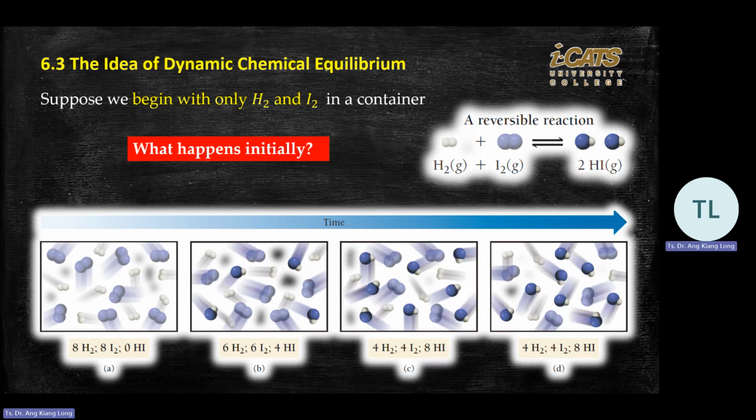So suppose we begin with 2 elements, H2 and I2 again, in a container, and it's a reversible reaction. What happened initially? So you can see there are 4 diagrams there. As the time moves from left to right, diagram A will have 8 mole of H2, 8 mole of I2, and 0 mole of HI. In B, some product will happen. 4 HI has been formed.